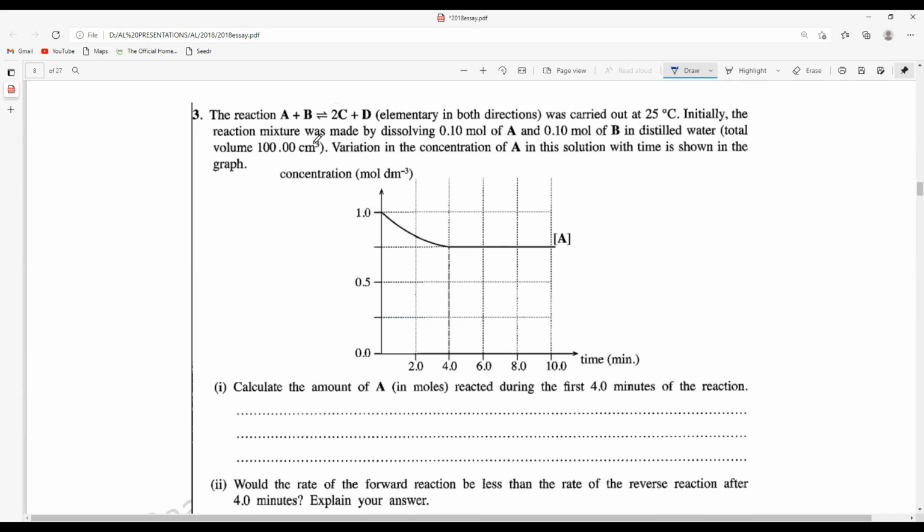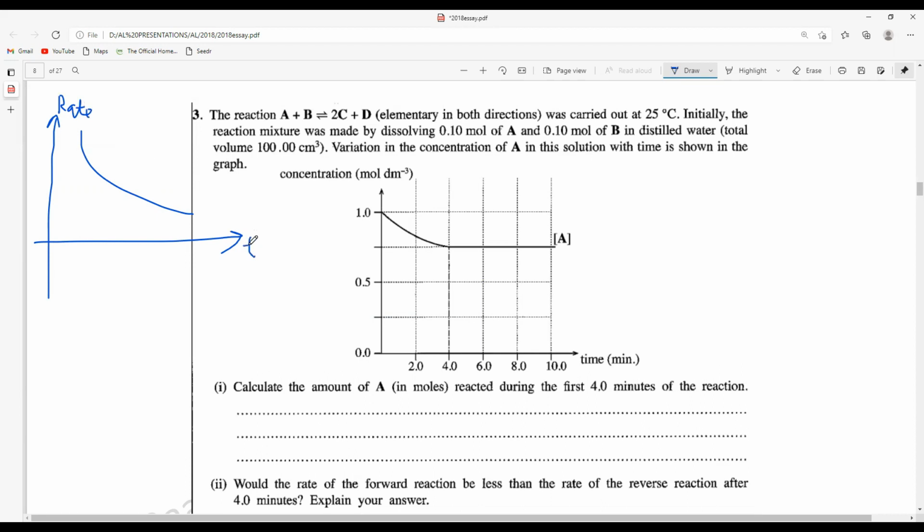It was carried out at 25 degrees Celsius. Initially, the reaction mixture was made by dissolving 0.1 mole of A and 0.1 mole of B in distilled water, and the total volume is 100 cubic centimeter, and the variation in the concentration of A is given. The first point I have to make here is don't misunderstand this with a rate curve, because this is not a rate curve.